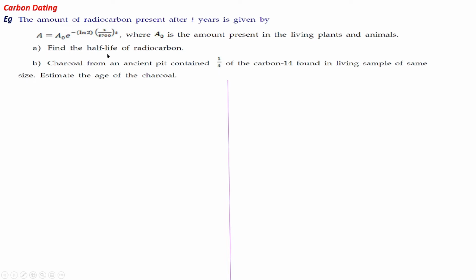First we need to find the half-life of radiocarbon. Then we will move on to the next subdivision. So this ln 2 is nothing but log 2 to the base e. We usually have log 2 to the base 10. Now this is the common logarithm, whereas this is the natural logarithm. So if it is to the base e, it is denoted using this symbol ln.